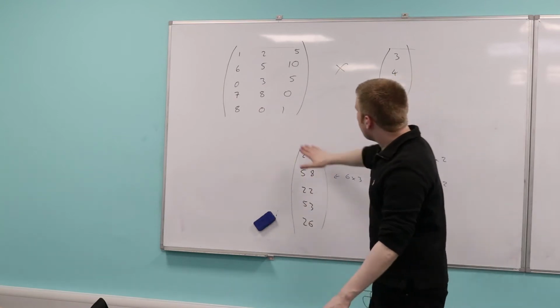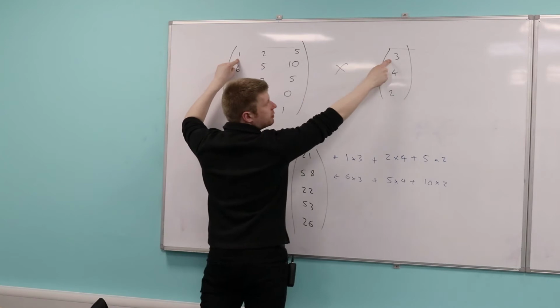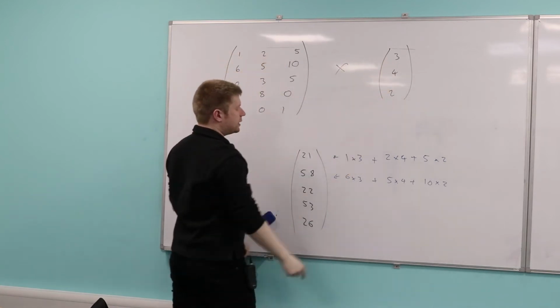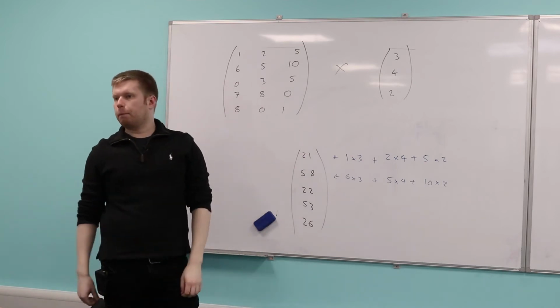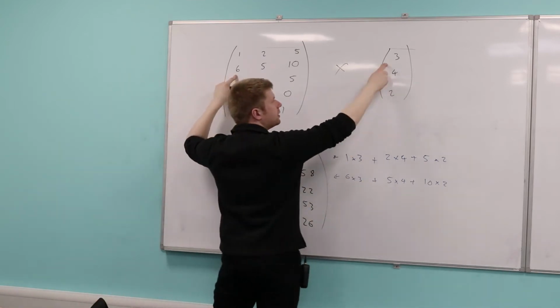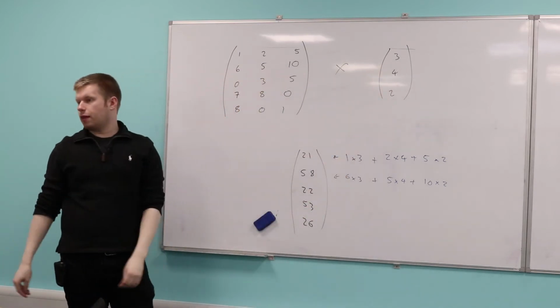And then the way to combine them together would be this element times this element, plus this element times this element, plus this element times this element. That gives you that element there. Is that okay? And then to find this element here would be this element times this element, this element times this element, this element times this element. That will give you that element there.